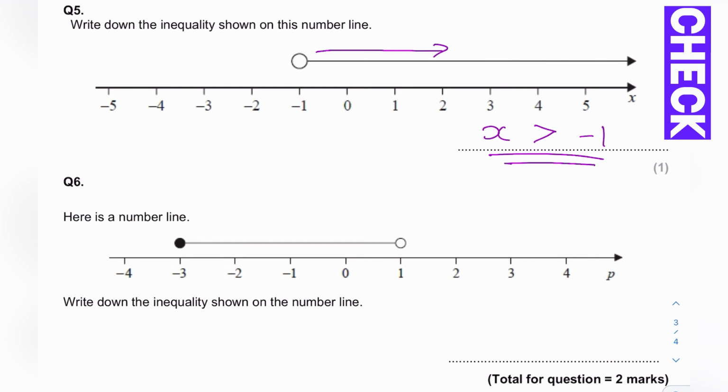Okay, so looking at number 6, we've got the two numbers, -3 and 1. This time we're talking about p, and it has to be between these two. So it's got to be greater than or equal to -3. We know it's equal to because it's coloured in. And then p has to be smaller than 1.